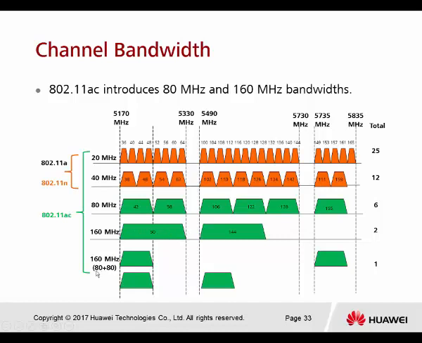And the last one is 80 plus 80. It means I'm going to select a different range of channels. For example, I'm using 4 channels on the first UNII band, number 1 here, 4 channels. Another 4 channels are right here on the other band, and I can also do this kind of aggregation.